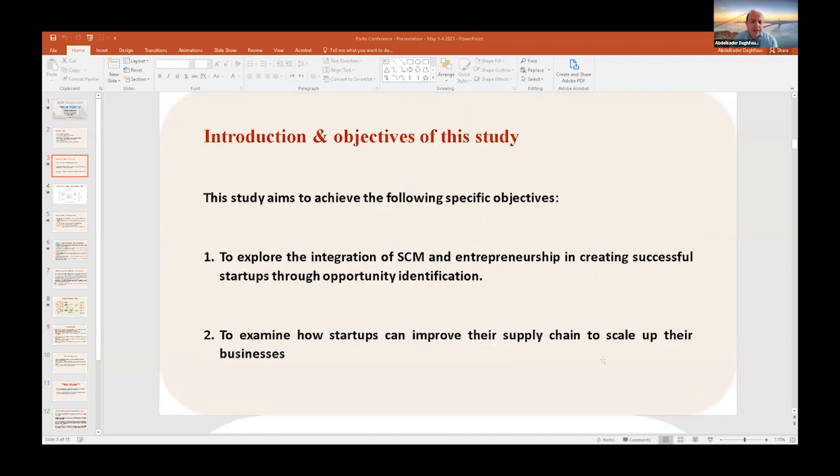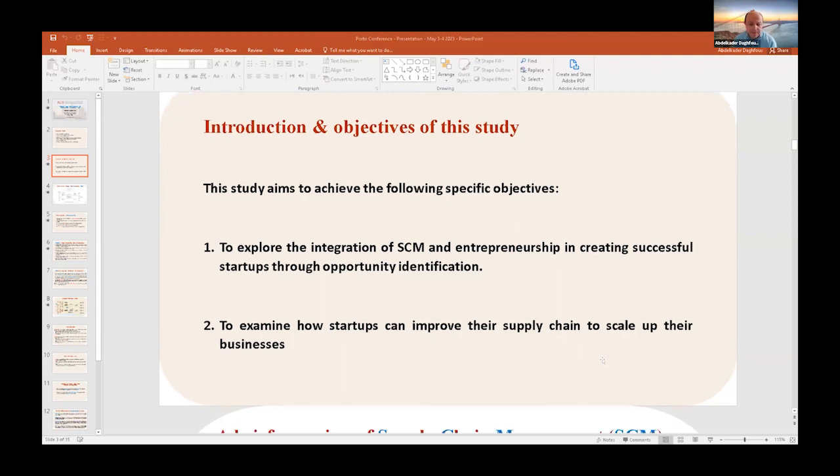Basically, I have two objectives for this study. One is to discuss how supply chain management can contribute to entrepreneurship in the sense of opportunity identification, and then to examine how startups can improve their supply chains to scale up their businesses.